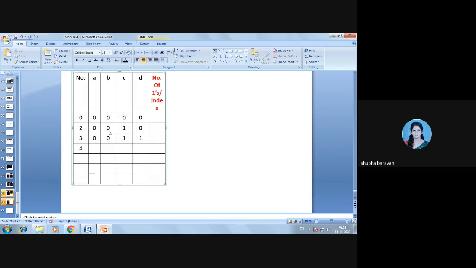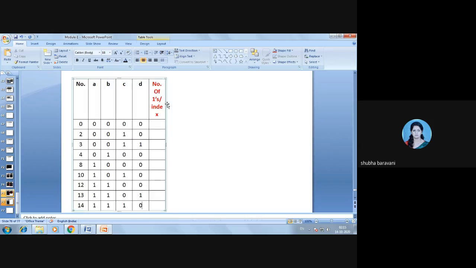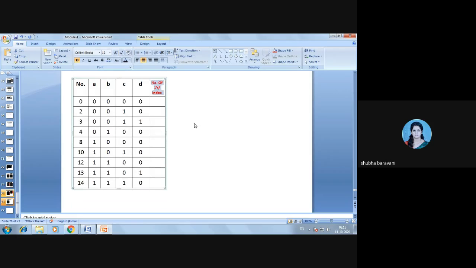4 is 0, 1, 0, 0. 8 is 1, 0, 0, 0. Then 10 is 1, 0, 1, 0. Then 12 is 1, 1, 0, 0. 13 is 1, 1, 0, 1. And 14 is 1, 1, 1, 0. Could all do this?